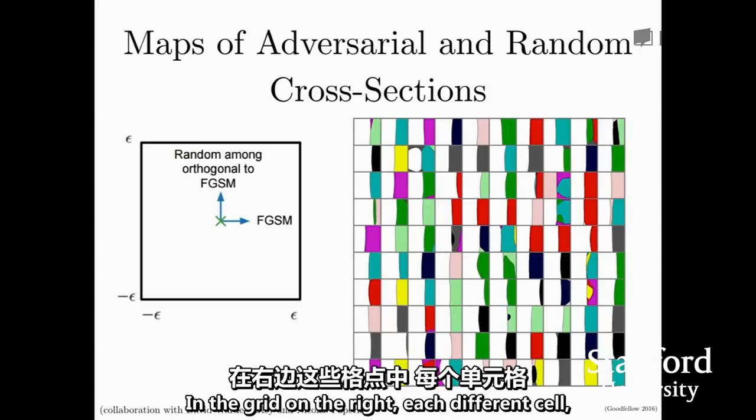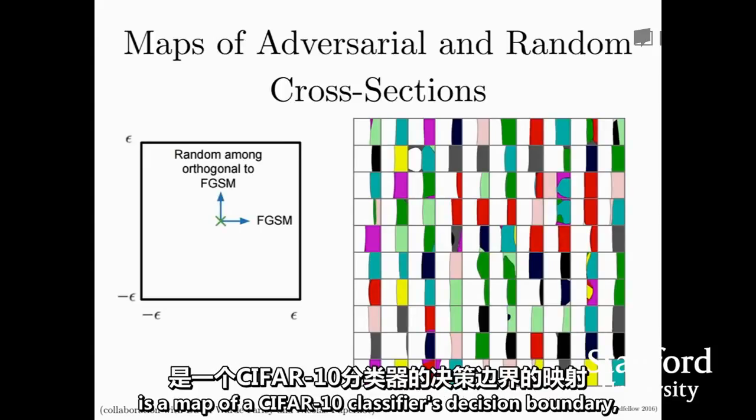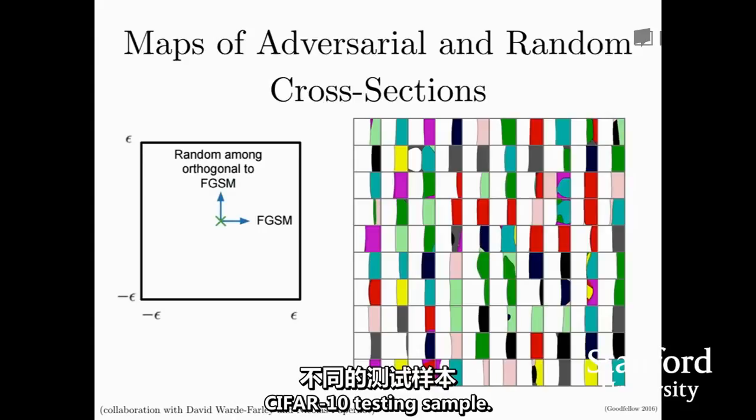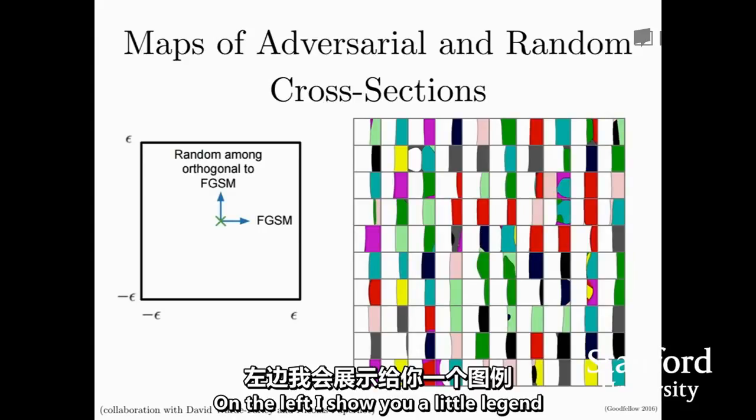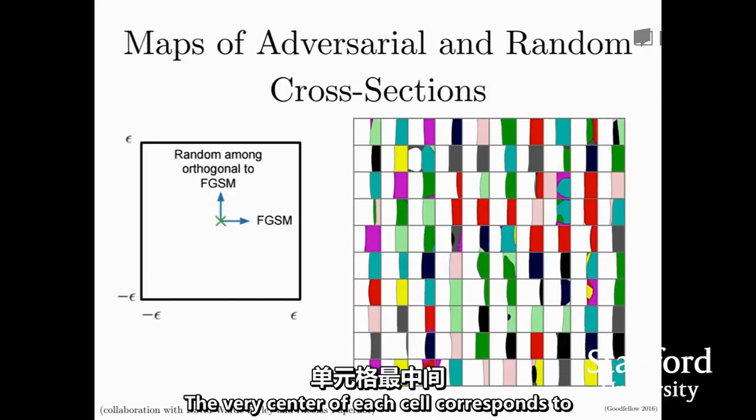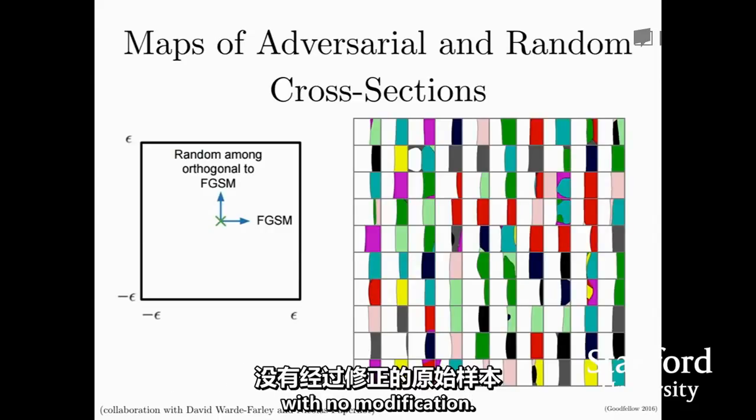In the grid on the right, each different cell, each little square within the grid, is a map of a CIFAR-10 classifier's decision boundary, with each cell corresponding to a different CIFAR-10 test example. On the left, I show you a little legend where you can understand what each cell means. The very center of each cell corresponds to the original example from the CIFAR-10 data set, with no modification.